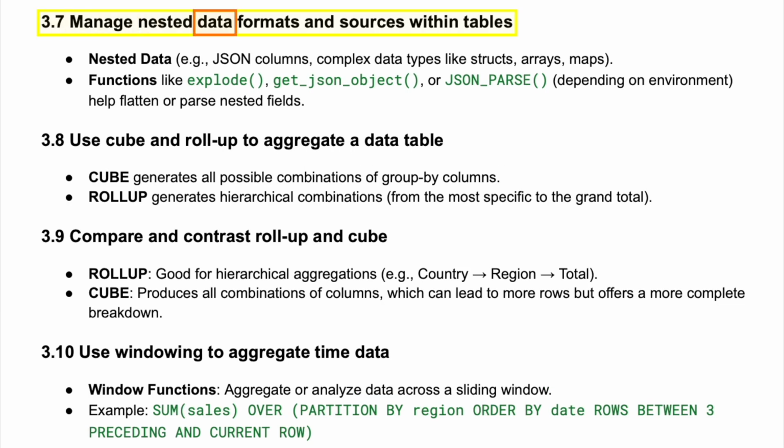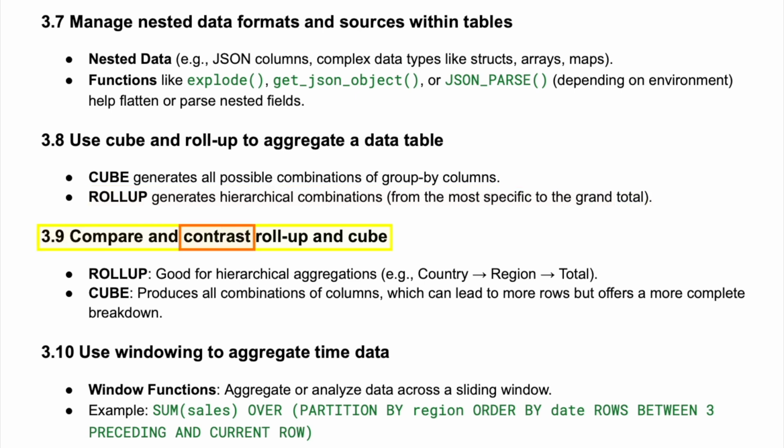3.7 Manage nested data formats and sources within tables. Nested data, for example JSON columns, complex data types like structs, arrays, maps. Functions like explode, get_json_object, or json_parse, depending on environment, help flatten or parse nested fields. 3.8 Use cube and rollup to aggregate a data table. Cube generates all possible combinations of group by columns. Rollup generates hierarchical combinations from the most specific to the grand total.